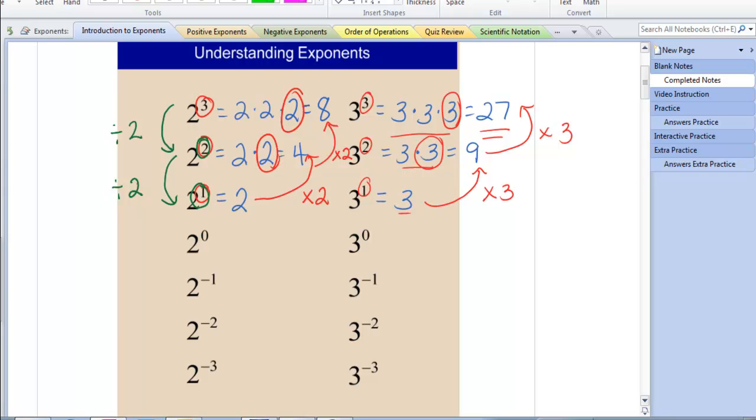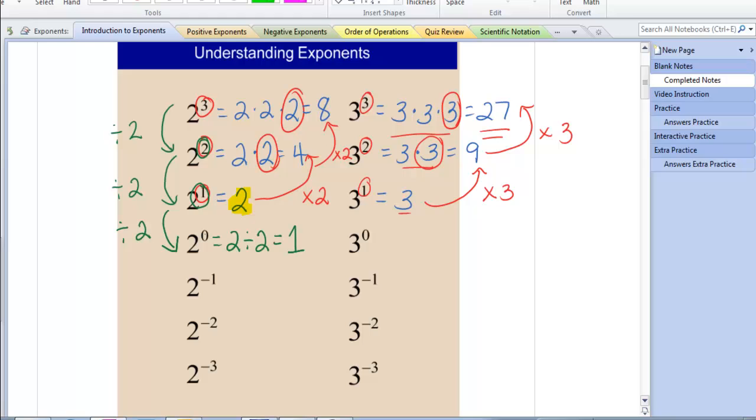Now, we're going to use this pattern to figure out what happens when we have a base raised to the 0 power, or when we end up with a base to a negative power. So when I go down to 2 to the 0 power, what should we be doing to this number 2? So 2 to the first is 2. What should we be doing to 2? Well, based on our pattern, we should be dividing by 2. So what is 2 divided by 2? That equals 1, right? So 2 to the 0 power is 1.